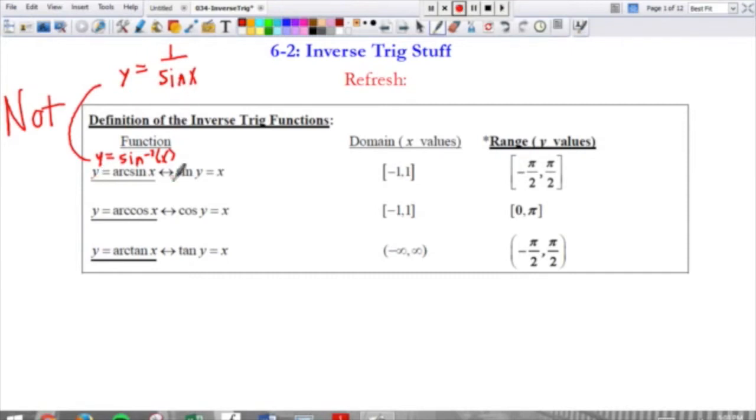Now, if you know enough trig to be doing this lesson, you can all tell me what function this is. What function is 1 over sine? If you said or thought cosecant x, you are correct. Congratulations. These other arc functions are the same. They're just the inverse functions of cosine or tangent.